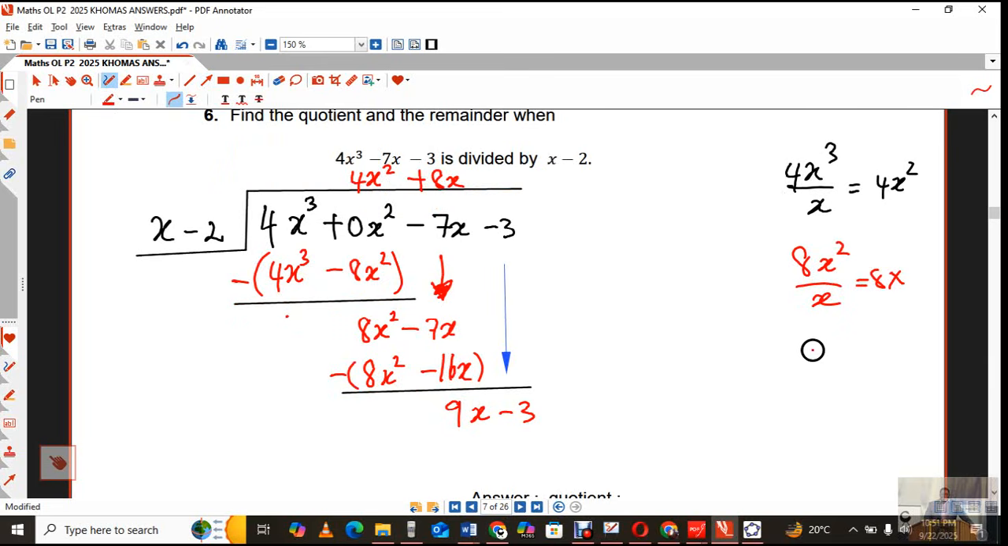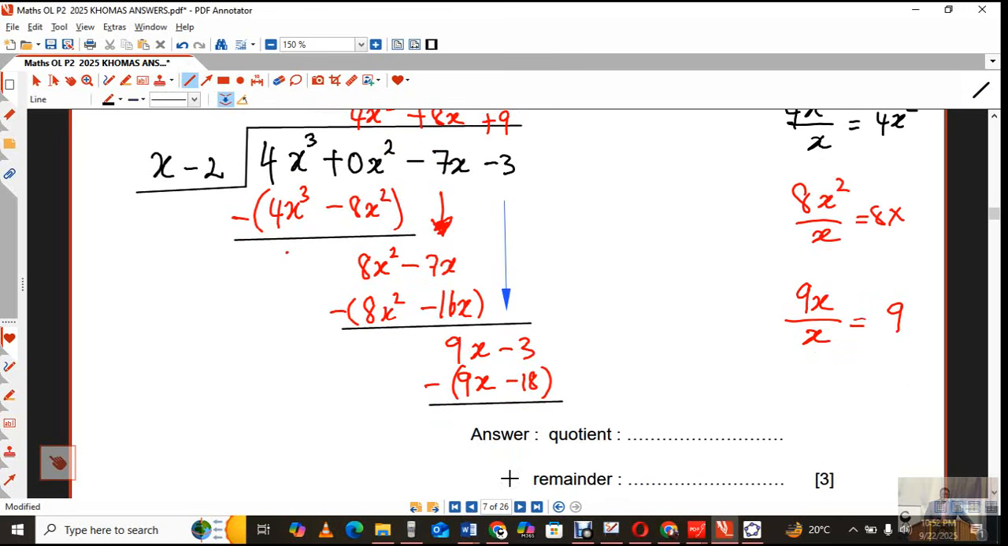Now we're going to take 9x. We're going to divide it by x again. And that's just going to give me 9. So plus 9 over here. Multiply 9 times x is 9x. 9 times negative 2, well, that's negative 18. So we are going to subtract again and see what we are going to get as a remainder.